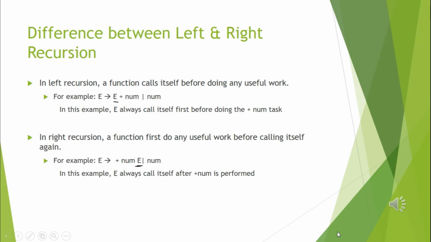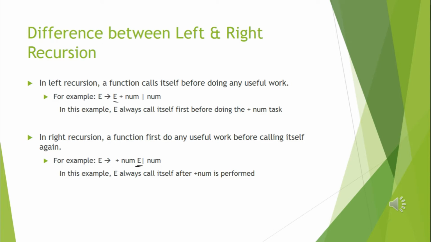Now the question rises that what is the difference between left recursion and right recursion? To compare both of them, we have to look into the example of both. Firstly, as we discussed above, the left recursion is a function calling itself before doing any useful task. It's the function which is at the most left side of the expression or the grammar. So it calls itself firstly and then does any other task.